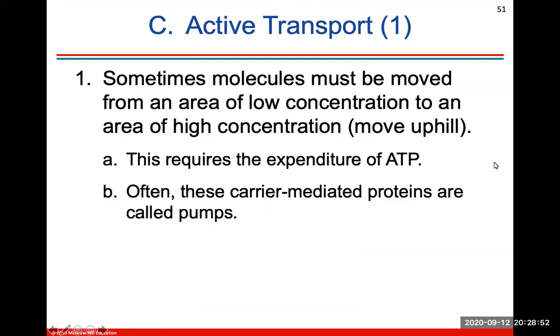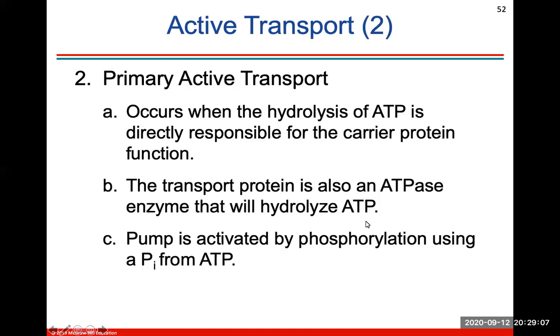Sometimes molecules must be moved from an area of low concentration to high concentration. Think about them needing energy because they're moving uphill. So this requires energy, and often these carrier-mediated proteins are called pumps. Primary active transport occurs when the hydrolysis of ATP is directly responsible for the carrier protein function, and the transport protein will also be an ATPase, which is an enzyme that hydrolyzes ATP. And the pump is activated by phosphorylation using a phosphate group from ATP.